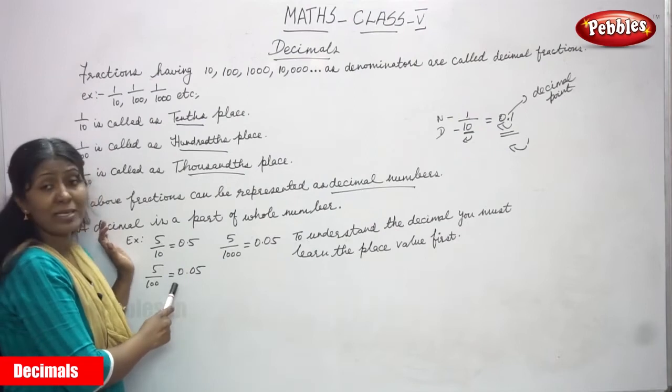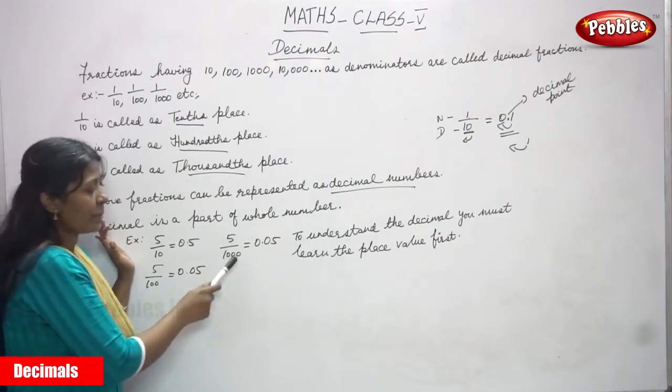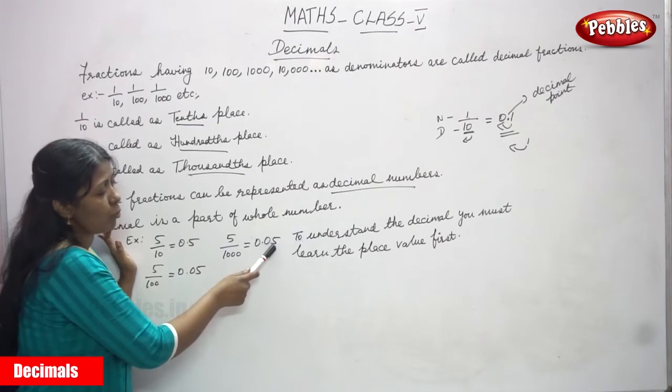5 by 100 you can write 0.05. 5 by 1000 you can write 0.005.